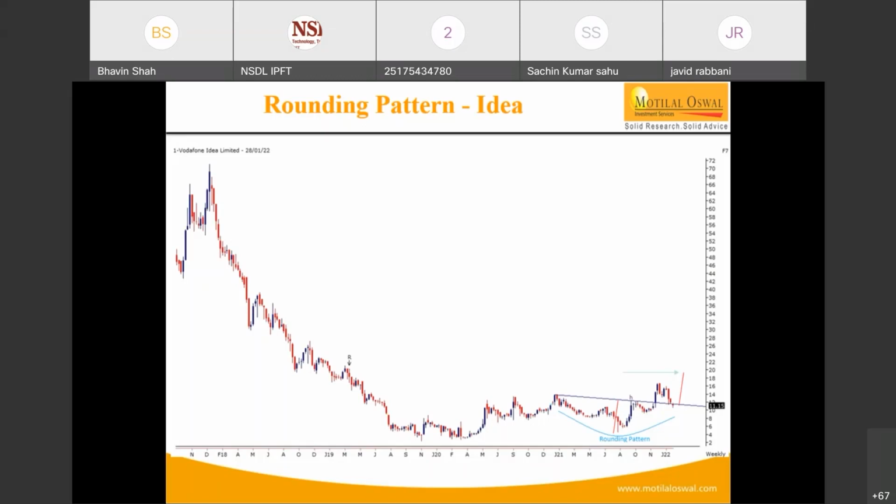But one thing about a rounding pattern is that the stock does not have very strong momentum as compared to stocks that have given a breakout on the higher side or a fresh breakout.